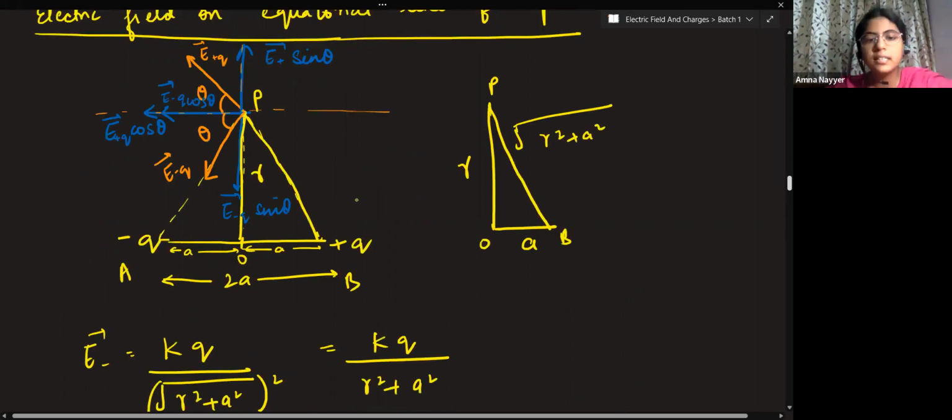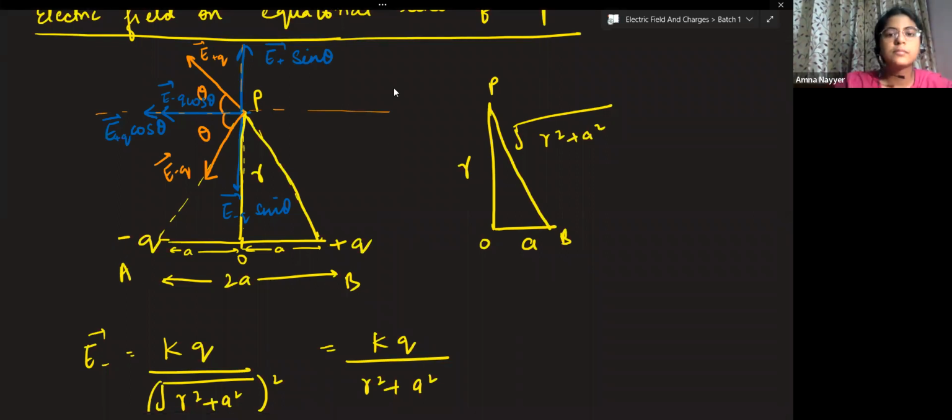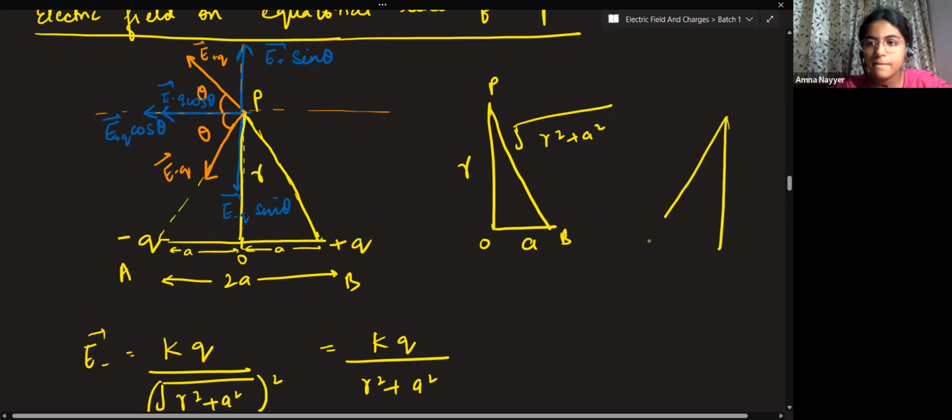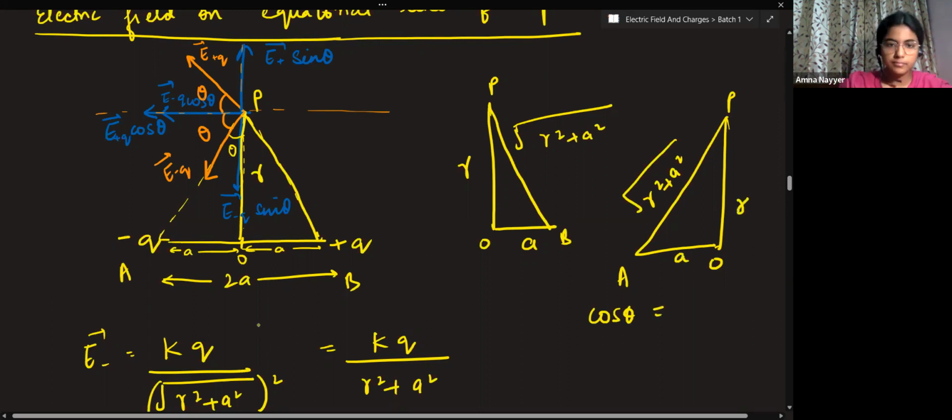So see, for cos theta in this triangle you have to take A, P, O. Just consider this triangle. This is point A, this is point P, and this is point O. This triangle I'm talking about, A, O, P. Now in this is theta. This will also be theta. Now tell me what will be cos theta in this triangle. This is under root r square plus a square. This is A, this is R. What will be cos theta? Any one of you can tell.